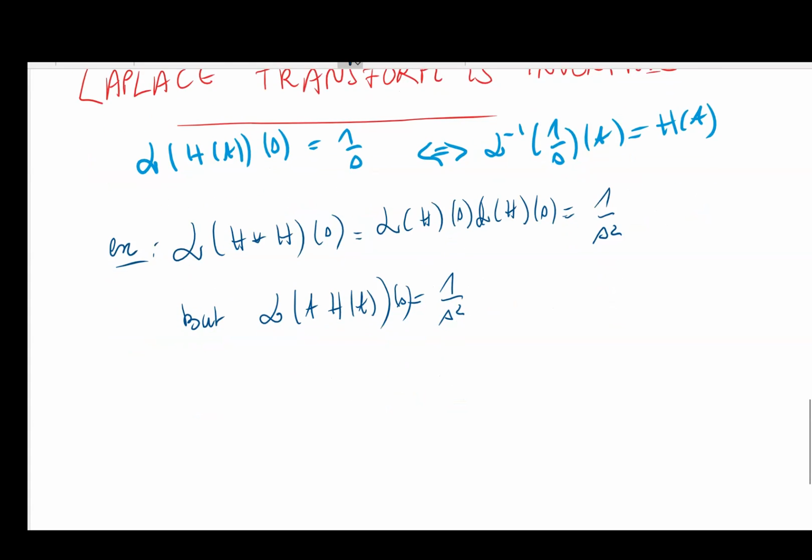As the Laplace transform is invertible, or injective, that's the injection property that we're using, there is only one single preimage for the function 1 over s squared. So what we get is that the convolution of h with itself is actually equal to t times h. Okay, so we didn't actually have to compute the convolution.